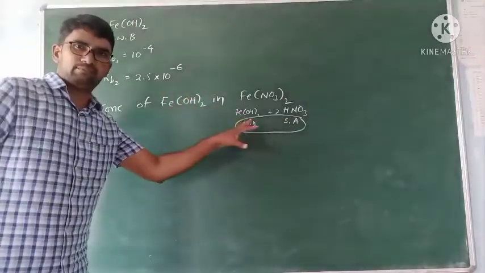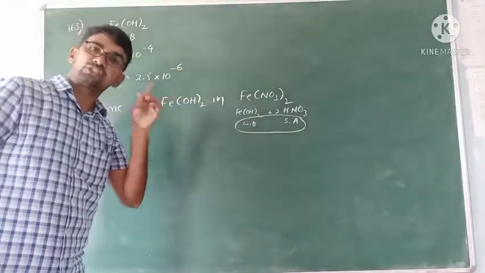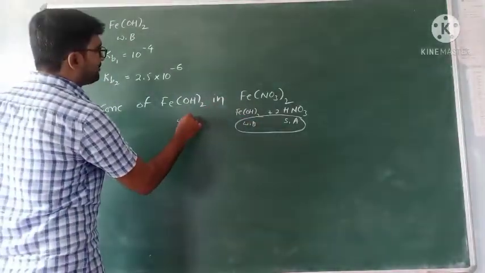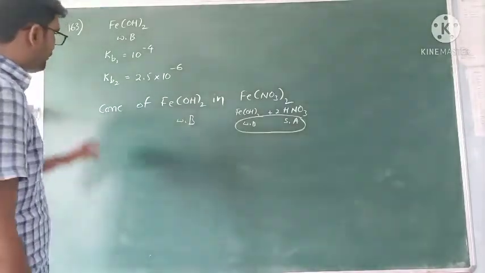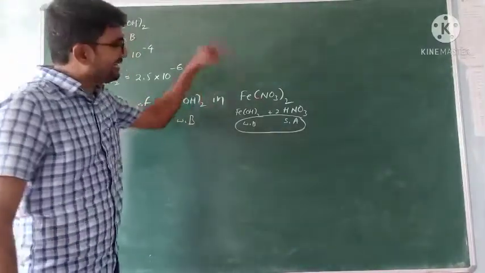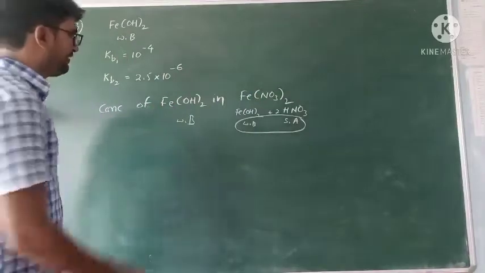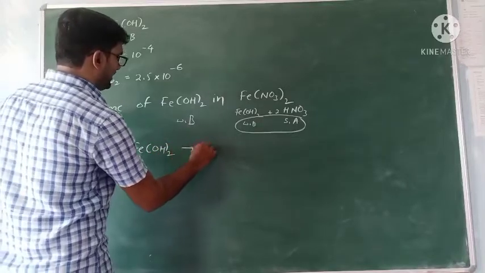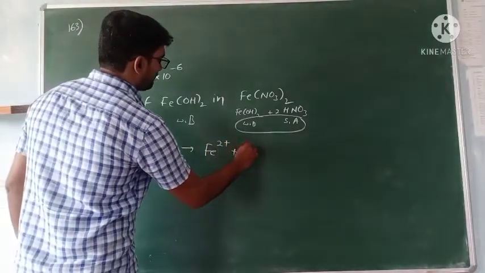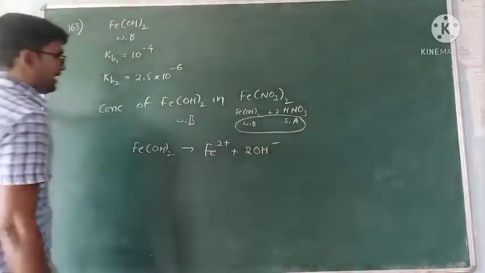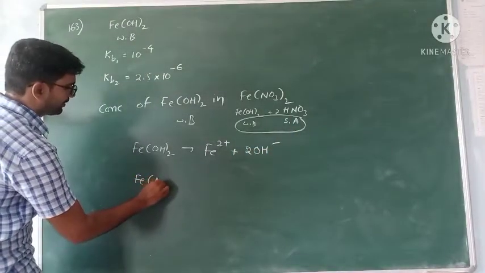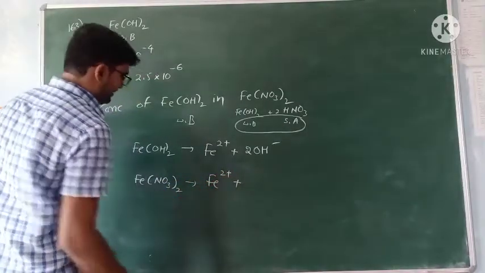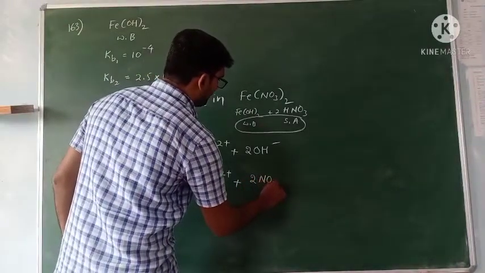So what is the nature? Strong acidic nature. But this is a weak base. It is a weak base. So this Fe(OH)2 is present in this salt. It is very clear. Fe(OH)2 is dissociated as Fe2+ plus 2OH minus, and Fe(NO3)2 is dissociated as Fe2+ plus 2NO3 minus.